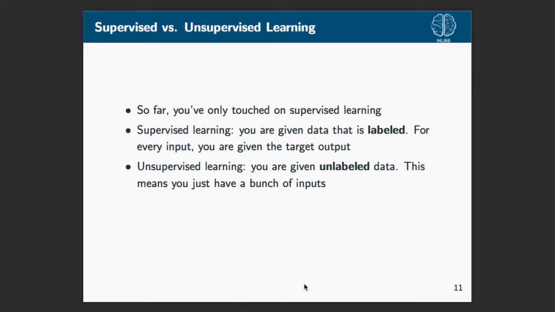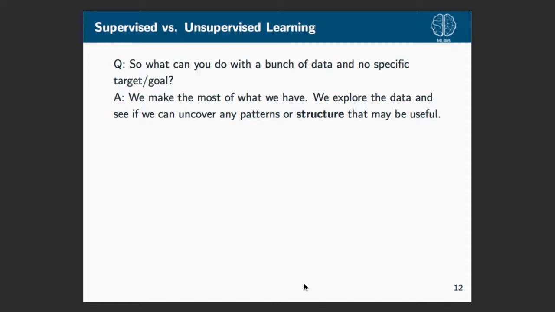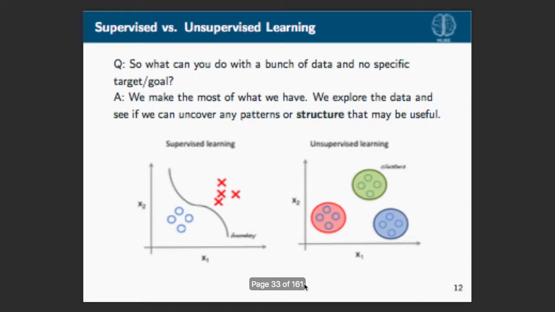But in unsupervised learning, you're just given a bunch of data that's not labeled. So you just have a bunch of inputs. And the question is, with all this data and no specific target goal, can you still do stuff? Can you still find meaning in the data that you have? The answer is yes. We want to explore the data and see if we can uncover any patterns or structure that might be useful to us. For example, here on the right, we have supervised learning with the classes, so we can just construct a decision boundary. But here, we just have a bunch of data points, so one thing we can do is find clusters in them, since we see that these data points cluster together. Anyone have any questions?